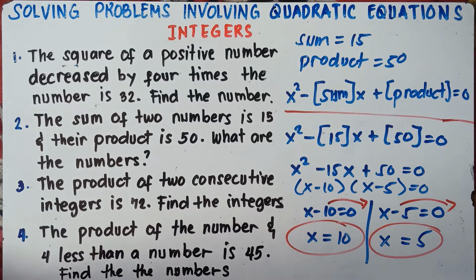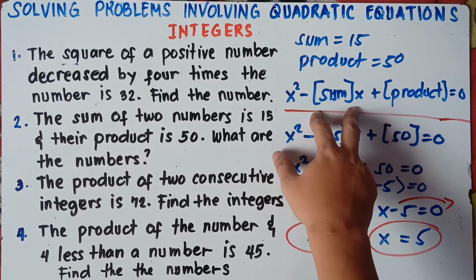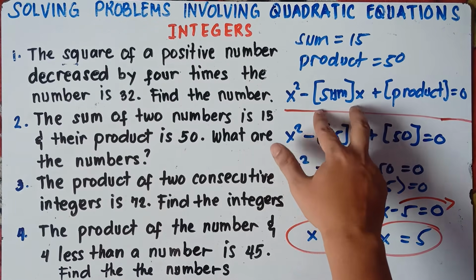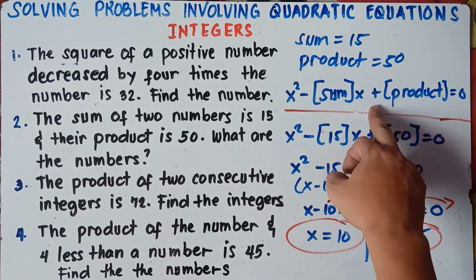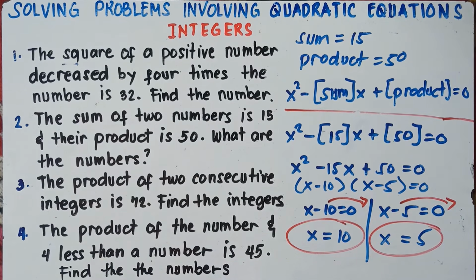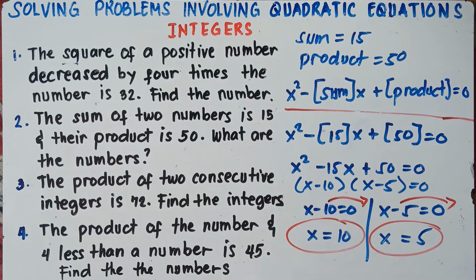Easy, right? For number 2. Once again, class, if you are given the sum and product, the thing that you need to remember is this equation. X squared minus the sum times x, plus the product equals 0. And then you can get the answer. Easy, right? For number 2, for the sum and product.